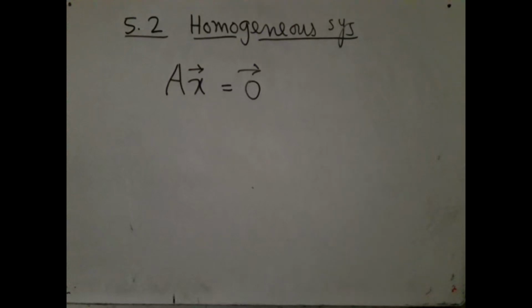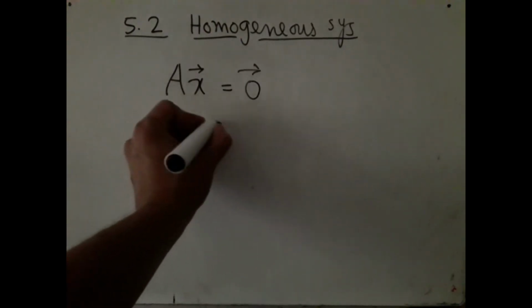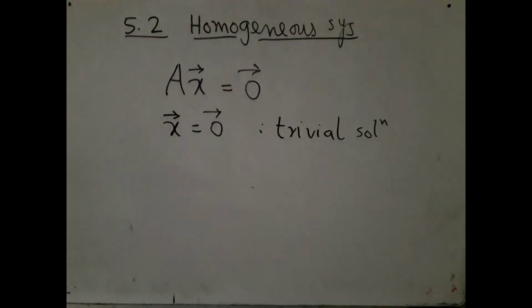Section 5.2 discusses only homogeneous systems, that is, systems of the form Ax equal to 0. Such a system is obviously always consistent because one solution is always given by x equal to 0. This solution is also called the trivial solution of this system. If x is not equal to 0, any such solution is called a non-trivial solution of the system.